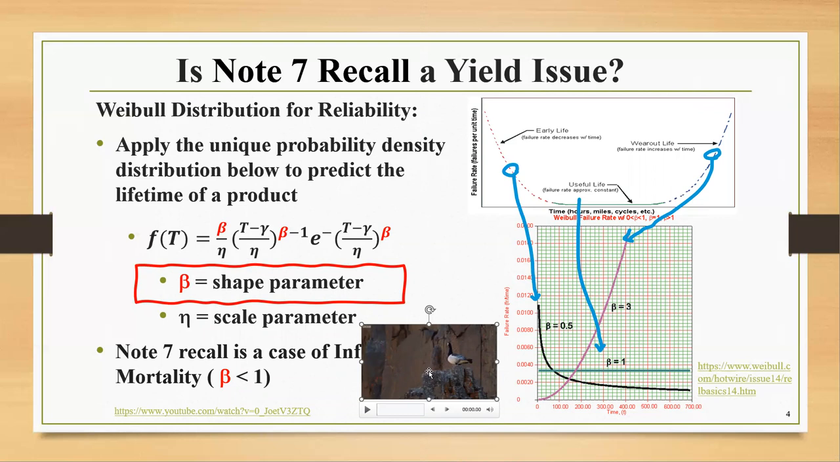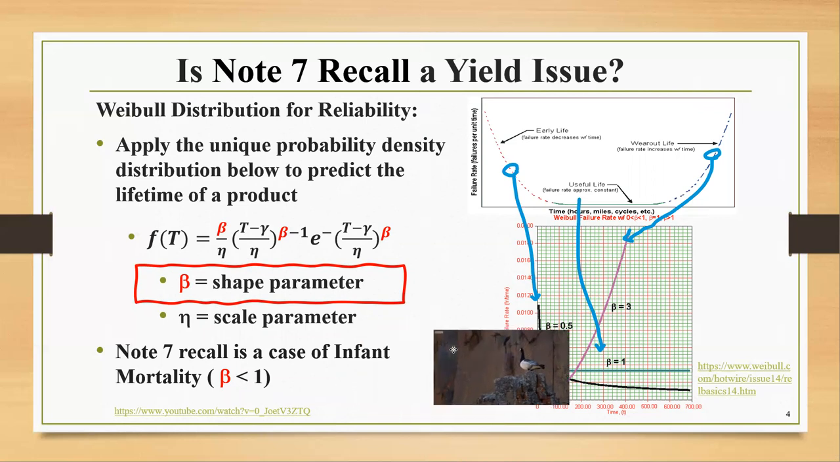And the Samsung case is a case of infant mortality, because beta is less than 1. And how the industry deals with this problem is to do a burn-in.